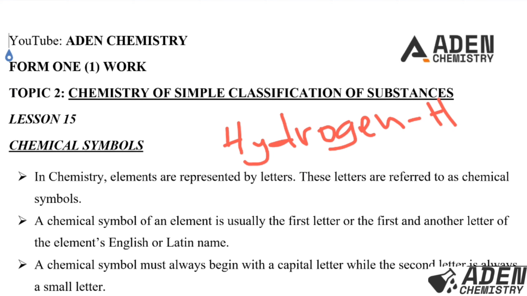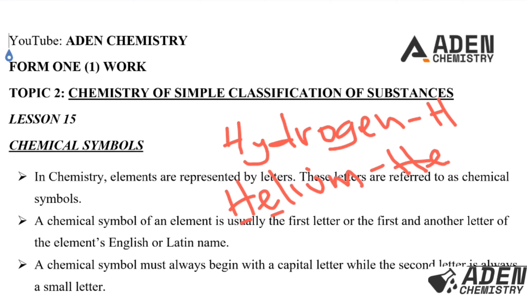But we can see other elements, for example, helium. The chemical symbol of helium is He. What do we mean by this? We mean that the chemical symbol of this element called helium is derived from the first two letters. That means the first which is H and the second which is E.